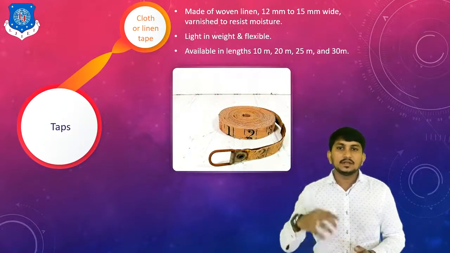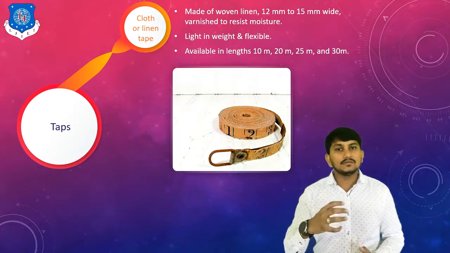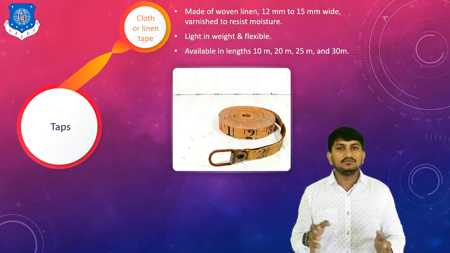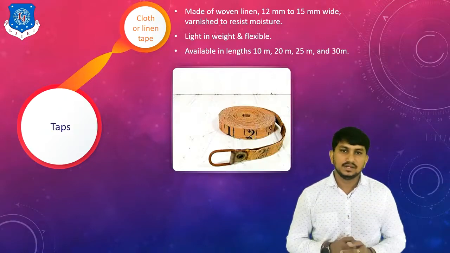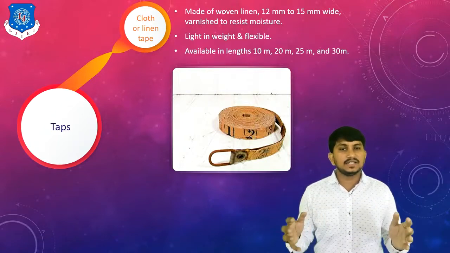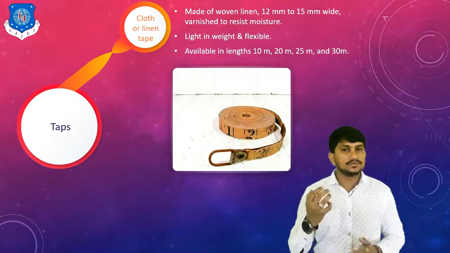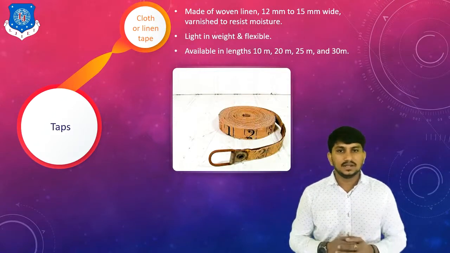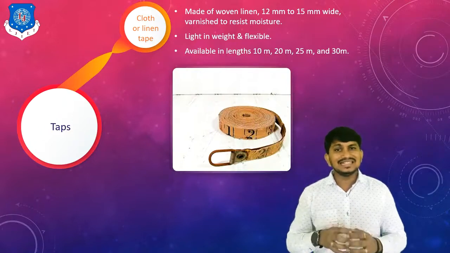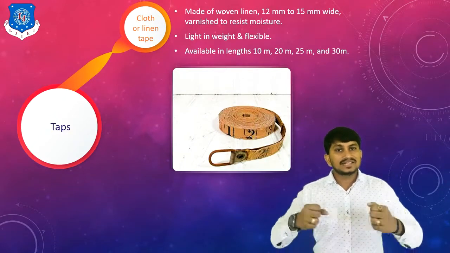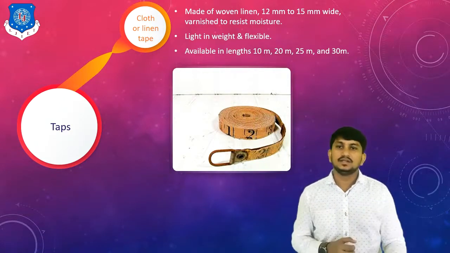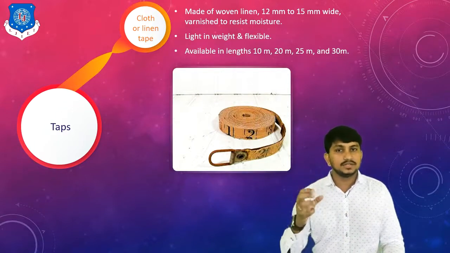First type of tape is cloth or linen tape. It is made of woven linen, about 12 mm to 15 mm wide and varnished to resist the moisture. It is light in weight and flexible. It is available in various lengths like 10 meter, 20 meter, 25 meter, 30 meter, etc. The main disadvantage of cloth tape is the moisture effect. It is easily broken, or it is very flexible so that the length of the tape is altered by stretching. This is the main disadvantage of cloth or linen tape.